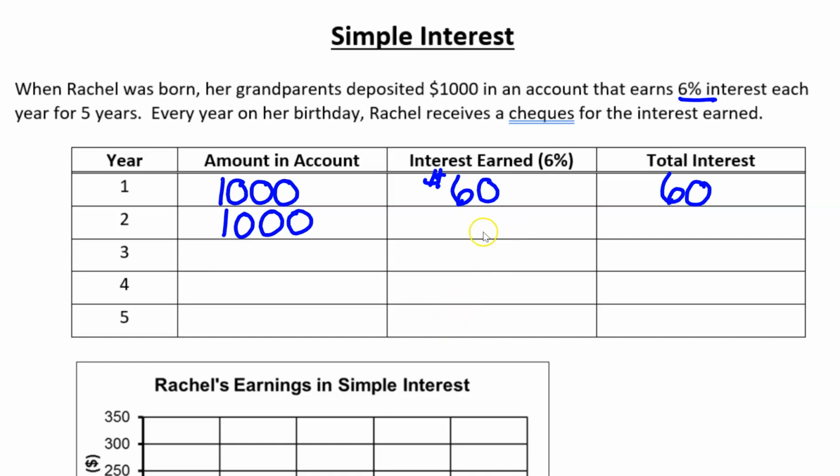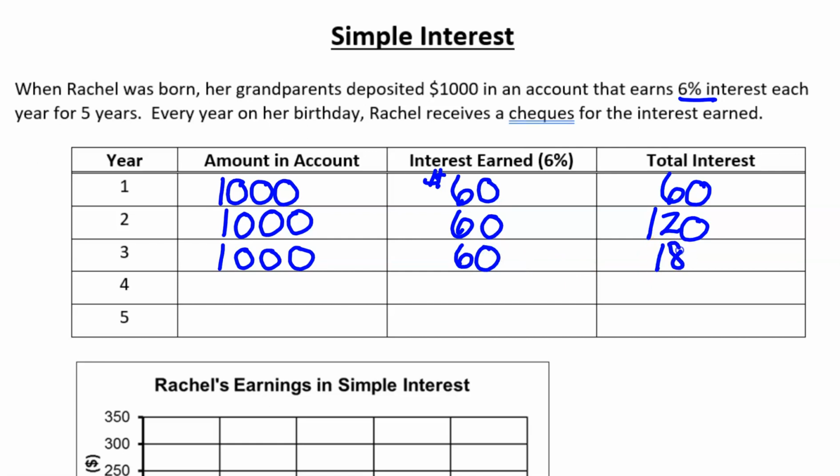Okay, after another year, she earns another 6% interest on that $1,000, so that's another $60. Which means that in total now, she has earned $120. Okay, because she got that $60 from the first year and another $60 from her next year. Okay, so following this pattern, there's still only the 1,000 left in there at the beginning of each of the different years. So that means that our interest is always going to be 60, but we are going to add up 60 more each time for total.